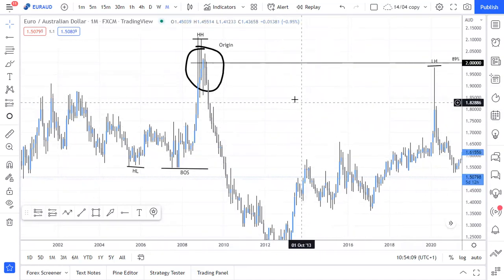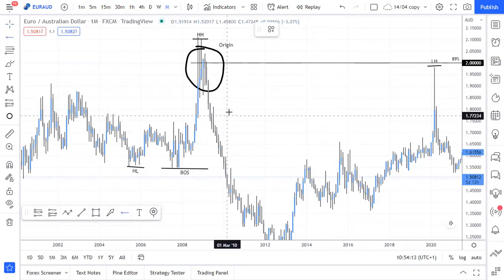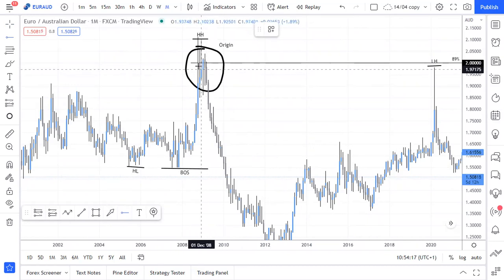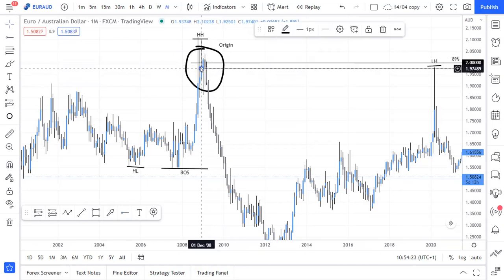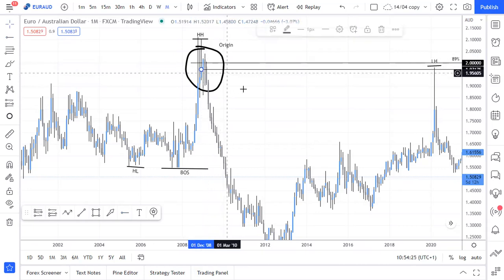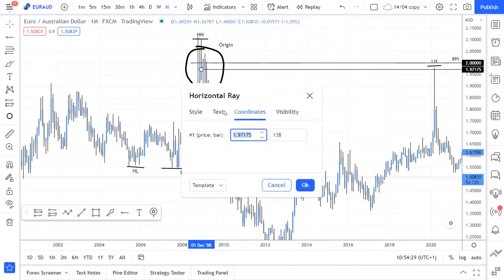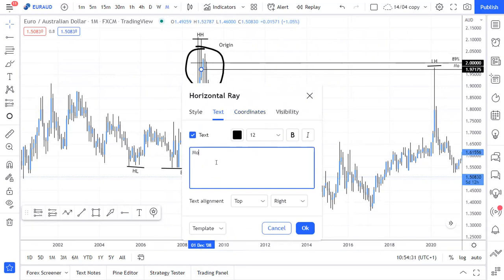We can then have a look at what sort of S&D zones. An S&D zone is just the supply and demand zone. It's normally the last up move before the down move. So as you can see here, this was our last up move before our down move. So we mark the bottom of the candle. This here we can then mark out as our monthly S&D.